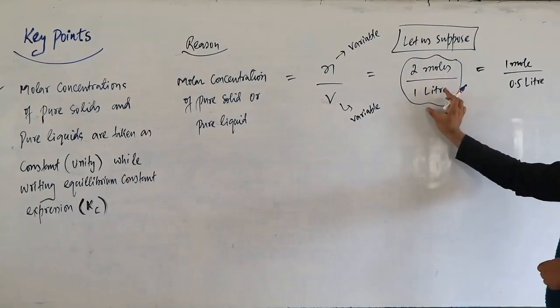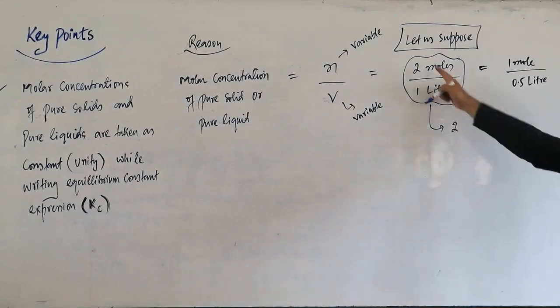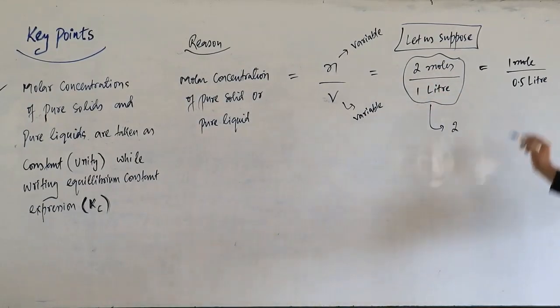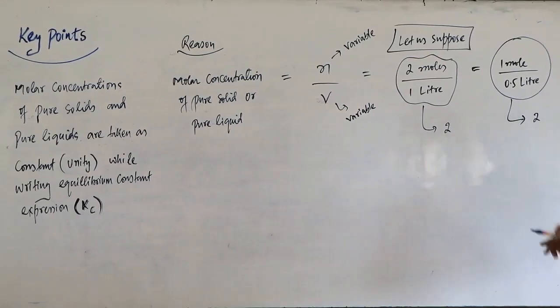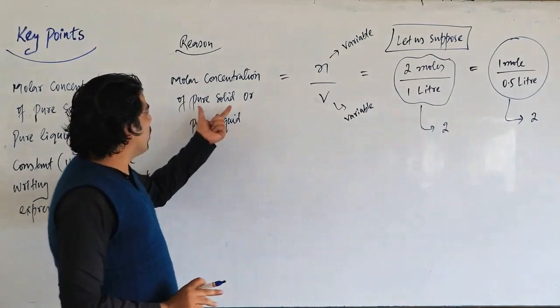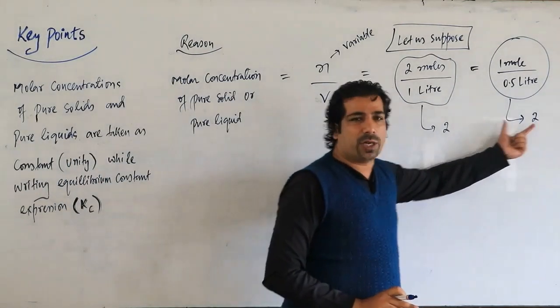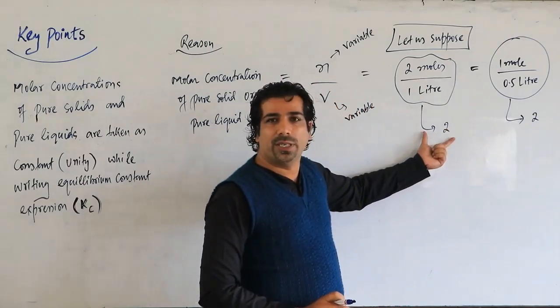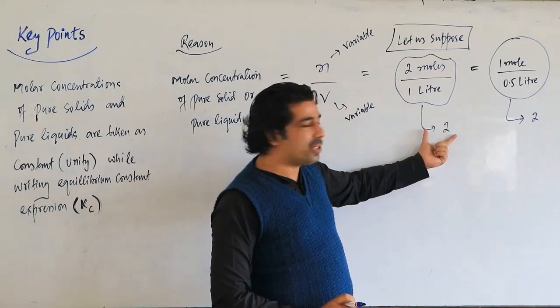At the beginning, what is this value? This is 2. 2 upon 1 is 2 only. And what about this expression? This is also equal to 2. That means the molar concentration of pure solid or pure liquid has remained constant. What was the term? That N by V. N by V is molar concentration.